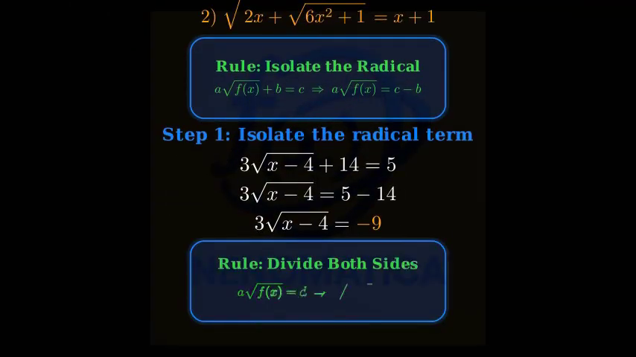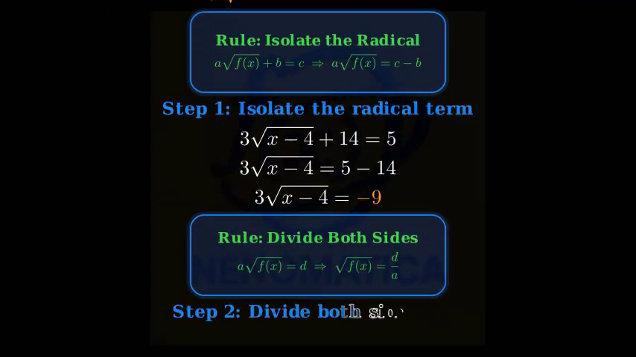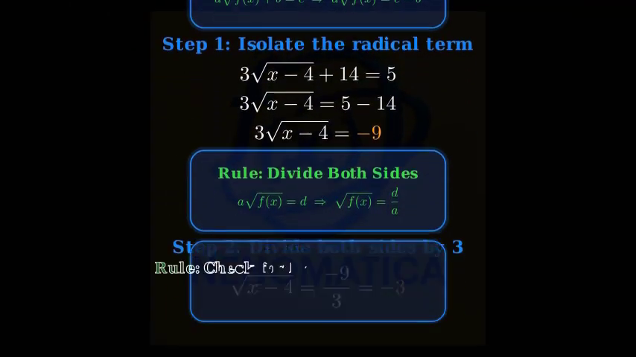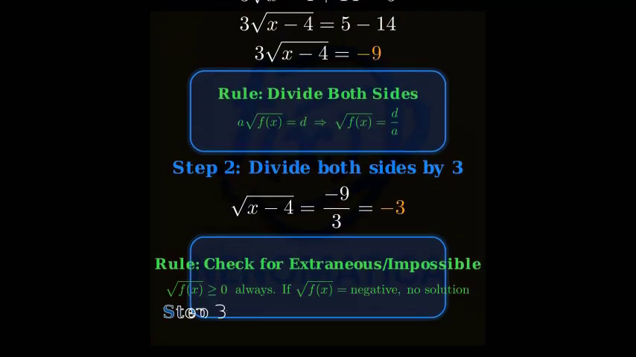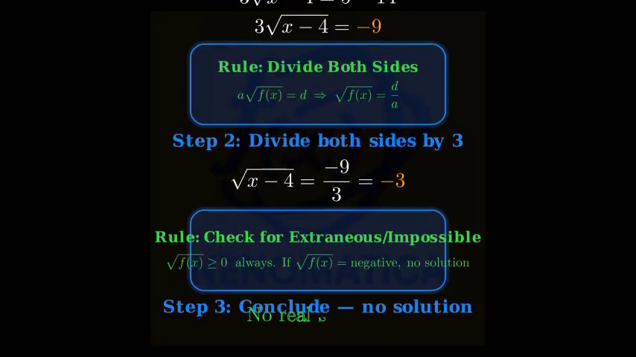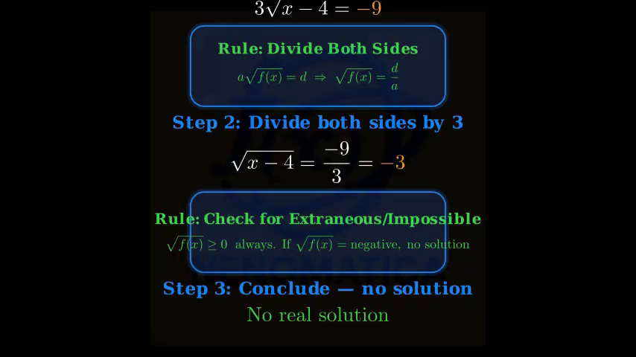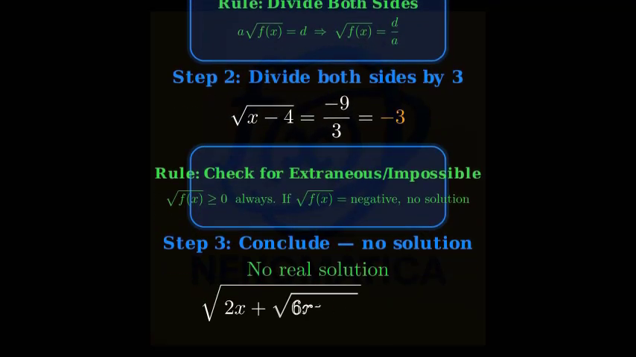Step 2. Divide both sides by 3. Step 3. Analyze feasibility. A principal square root is never negative. Therefore, square root of something equals negative 3 is impossible, so this equation has no solution. Now equation 2. We will follow the exact algorithm. Isolate, square, isolate the next radical, square again, rearrange, factor, then check all candidates in the original equation.